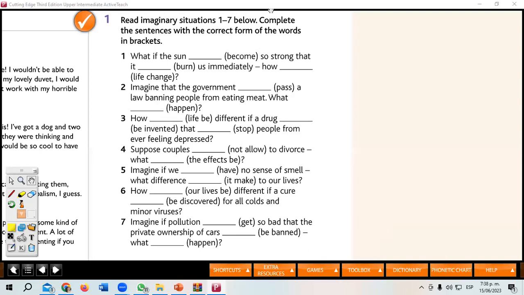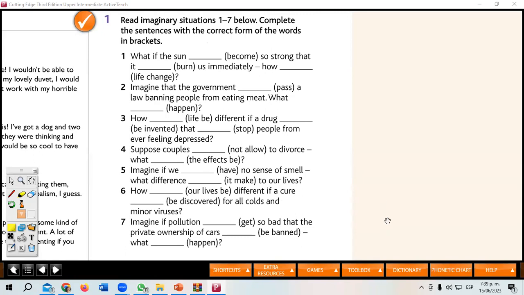Okay, Gerson, number 5. Imagine if we had no sense of smell, what difference would it make to our life? Yes, it is correct. What difference would it make to our lives? Okay, good. Number 6, another person, please.